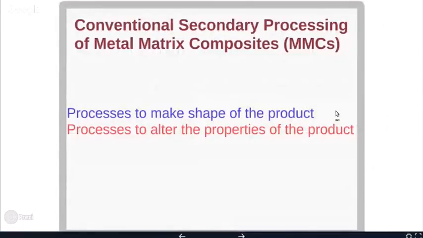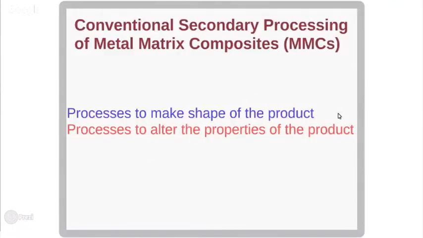Next, we are talking about the secondary processing of metal matrix composite. What is the difference between primary and secondary? I suppose you are able to recall it. Primary processing is where you manufacture a component with the help of casting, welding or any other manufacturing process. Secondary processing is when you machine it, or change the properties of that component or material. We call that secondary processing, right?